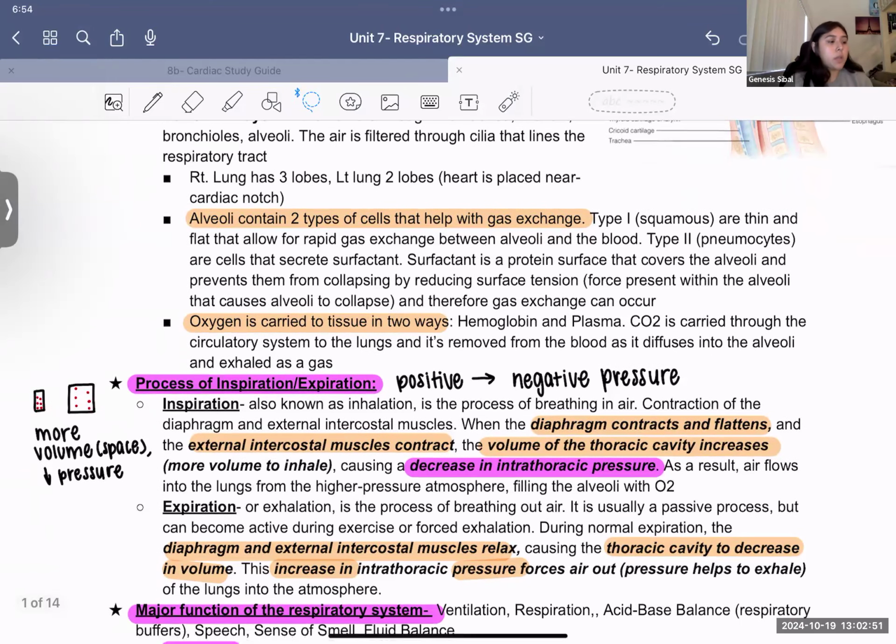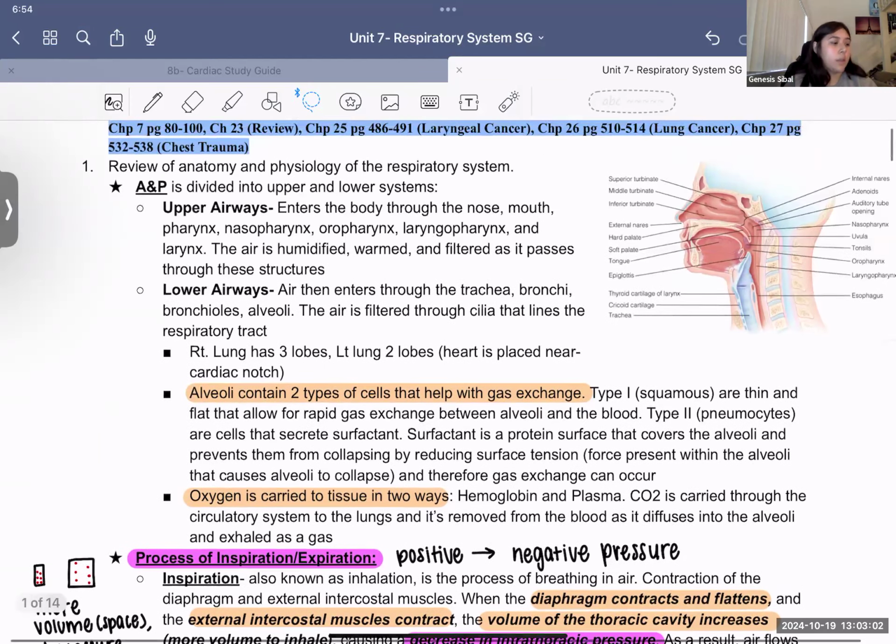Okay. So in terms of the upper and lower airways for the ANP, I feel like you just have to be able to differentiate between those. That's not really asked, right? It's just you should probably know that. And I feel like we do, right? So all that stuff up there.